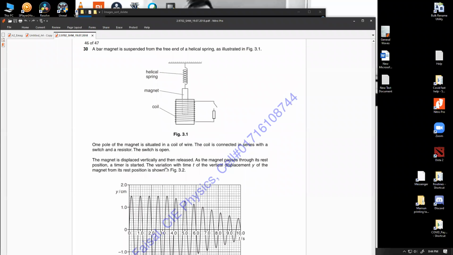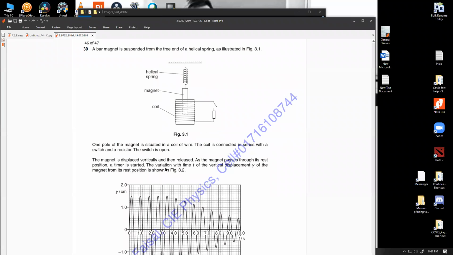So let's have a look at this question. A bar magnet is suspended from the free end of a helical spring, as illustrated in figure 3.1. One pole of the magnet is situated in a coil of wire. The coil is connected in series with a switch and a resistor. The switch is open. The magnet is displaced vertically and then released.